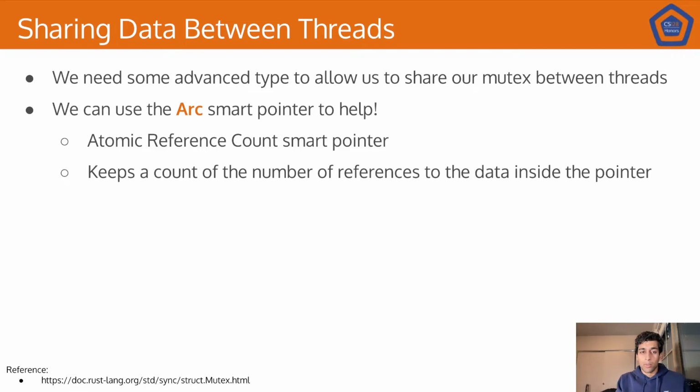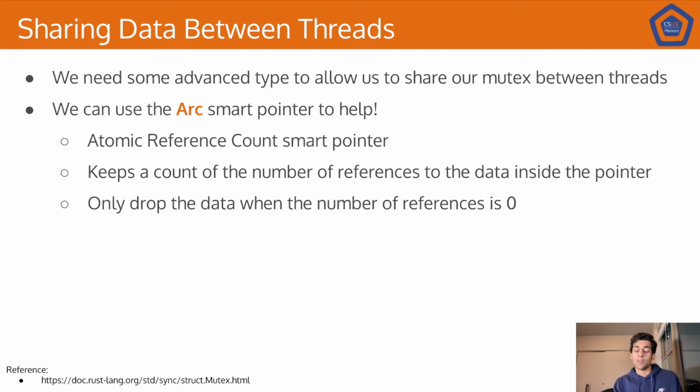So what this does is it keeps a count of the number of references to the data inside the pointer. And only when the count is 0 will we drop that data. So if one Arc goes out of scope, if it is dropped, it's not going to actually delete the data unless there are no more Arcs. So this data is going to live as long as there is at least one smart pointer that references it.